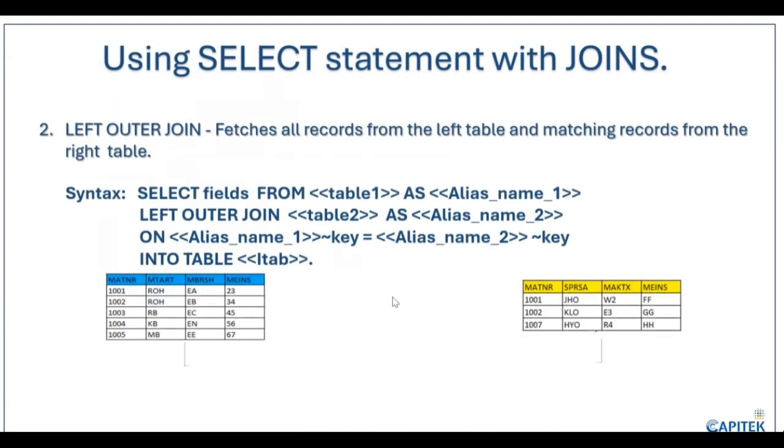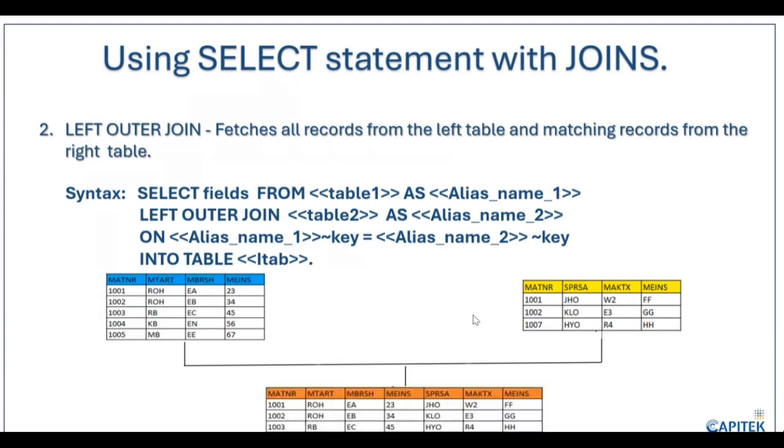In the outer join, if you observe here, this is my left side table, this is my right side table. When we talk about left outer join, it will actually consider all the records from the left table, and those records matching with the records in the right side table.